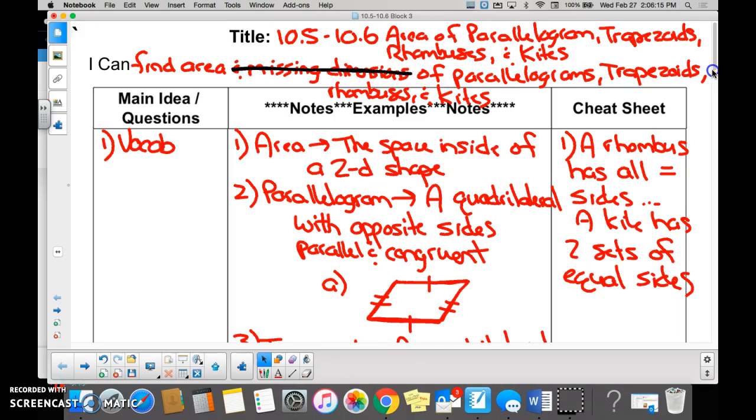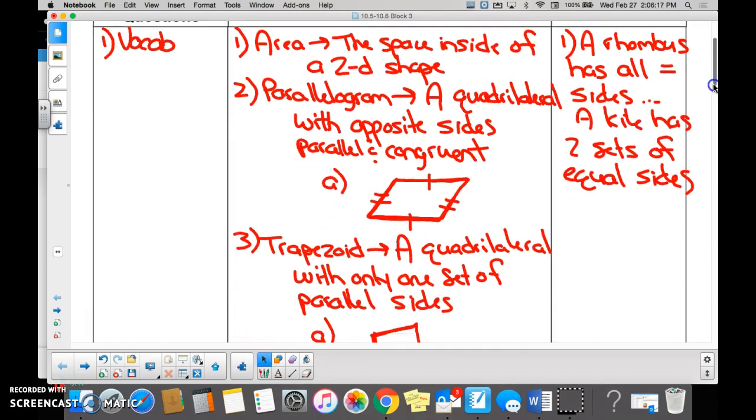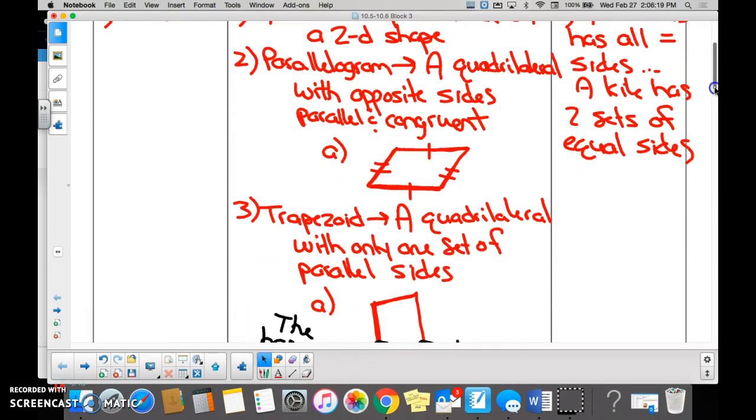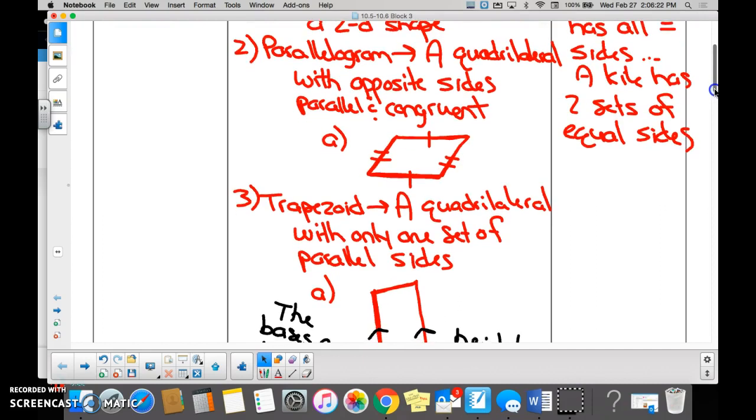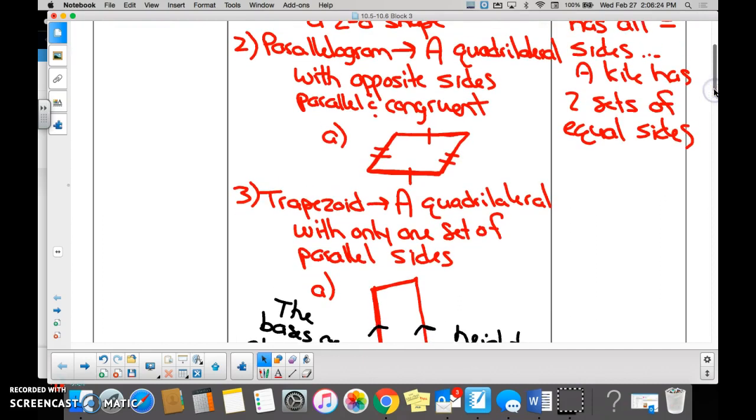Area. You guys cool with that? Yes. There you go. I like that. Parallelogram. Opposite sides are what? Parallel. And? Congruent.